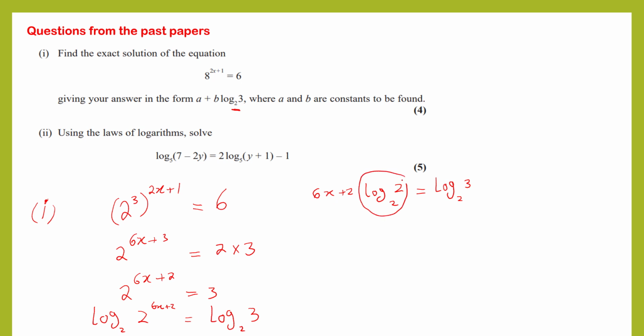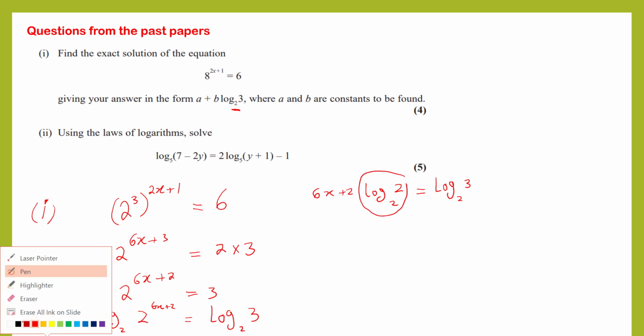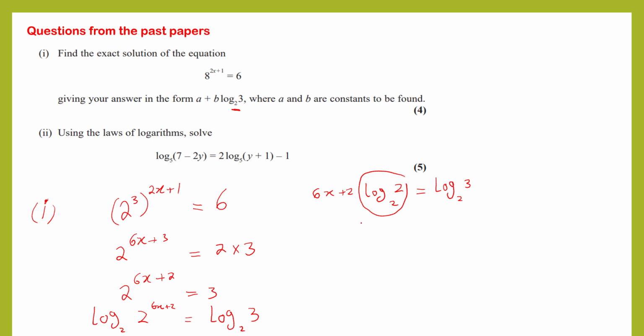This part, as you know, when we have the base and the result the same, this together will be 1. So what will be remaining here? It will be 6x plus 2 equals log 3 base 2. So now what we can do is this will be 6x equals log 3 base 2 minus 2. Then we can divide both of them by 6.